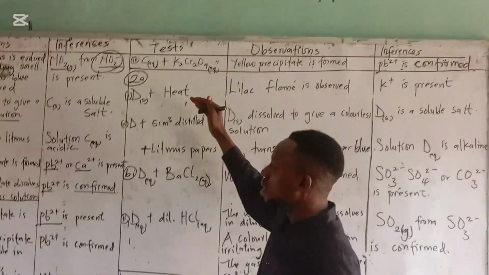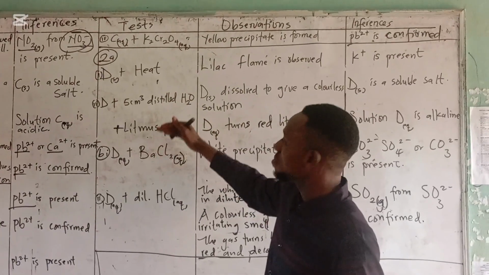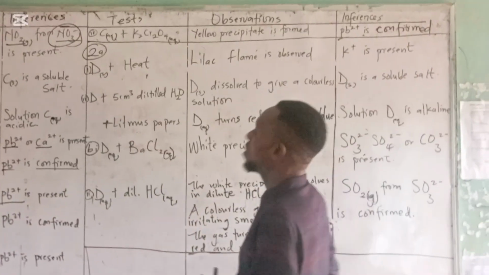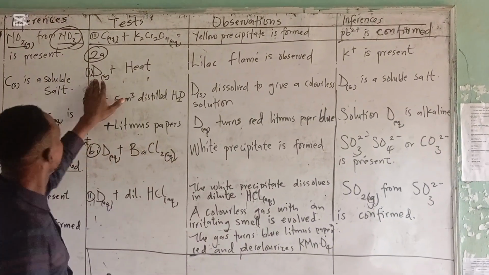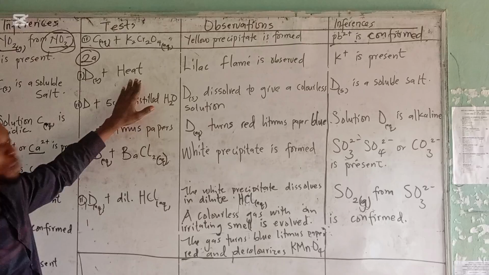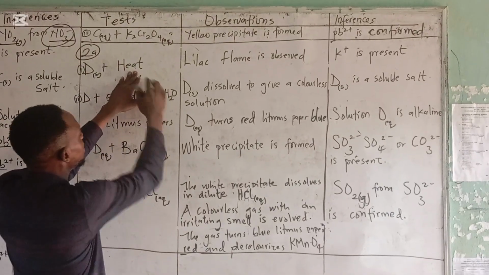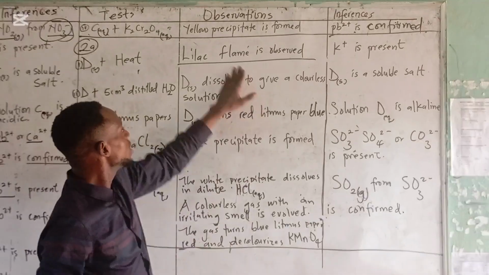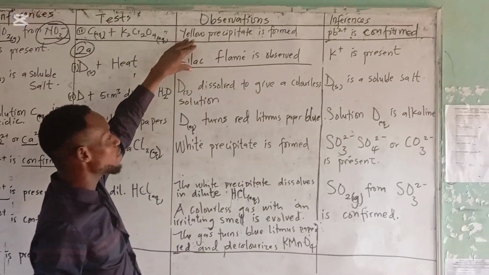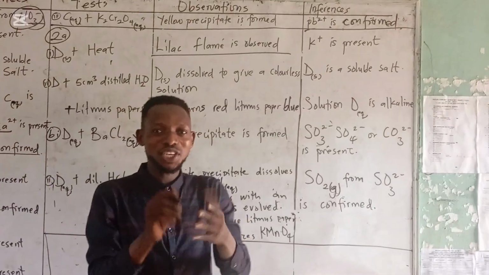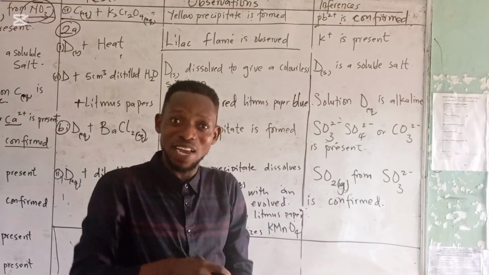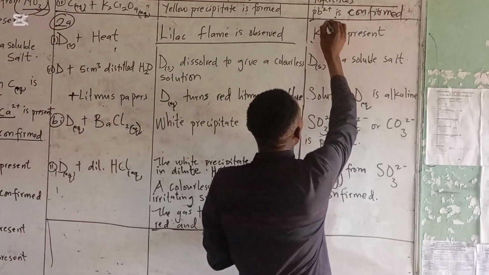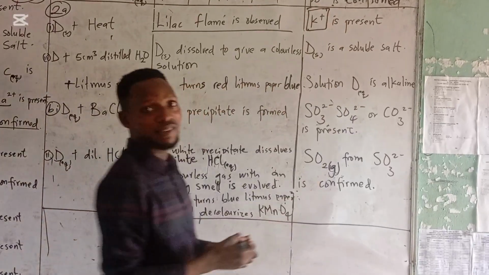Now, let's quickly run through the test for our question number 2, which is on our sample D. The instruction says we should put D in a test tube and heat. Putting our D in a test tube and heating it, we have lilac flame observed. Anytime you have this lilac flame observed, it shows that potassium ion is present in our sample D. So in our inference, you write that potassium ion is present.